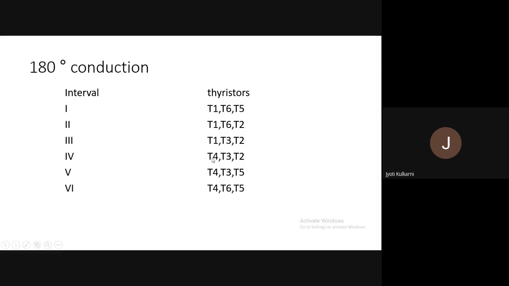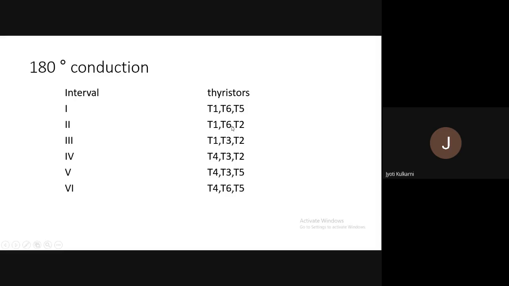So I am taking T4 in the fourth interval. Device 4 will remain for 3 intervals: T4, T5, T6. T4 is here for the fourth, again for the fifth, and again for the sixth interval. After T4, T5 will come in, and T5 will continue for 3 intervals: fifth, sixth, and first. After T5, T6 will come in. So T6 will be in conduction mode for the sixth, first, and second intervals.